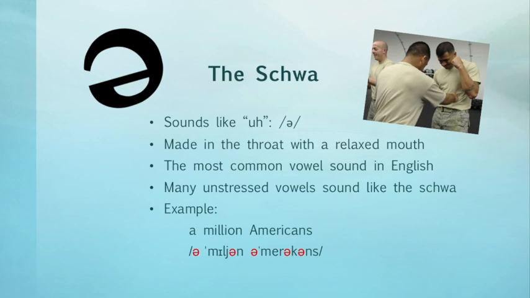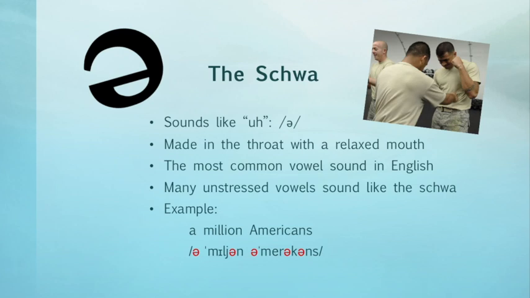So just a quick explanation of the schwa. It's represented by an upside down E, and it sounds like uh. It's made in the throat with a relaxed mouth. So lips, teeth, tongue, jaw are all relaxed. And it's kind of the sound you might make if somebody punched you in the stomach. It is actually the most common vowel sound in English.